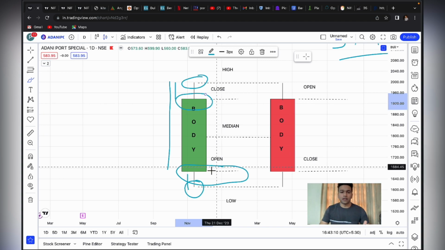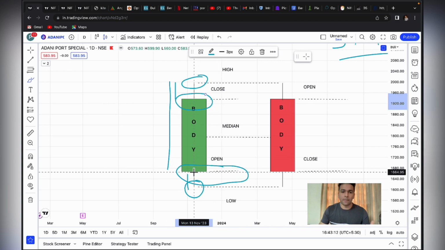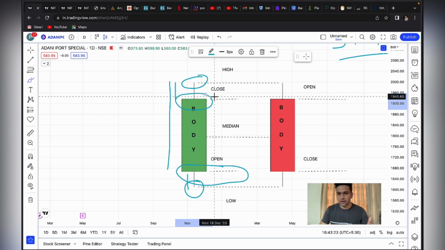So let me repeat. The candle opened here, made a lower wick, made a low of this, and shot up all the way till here, made a high, and came back and closed somewhere here. This is how a candle is formed.